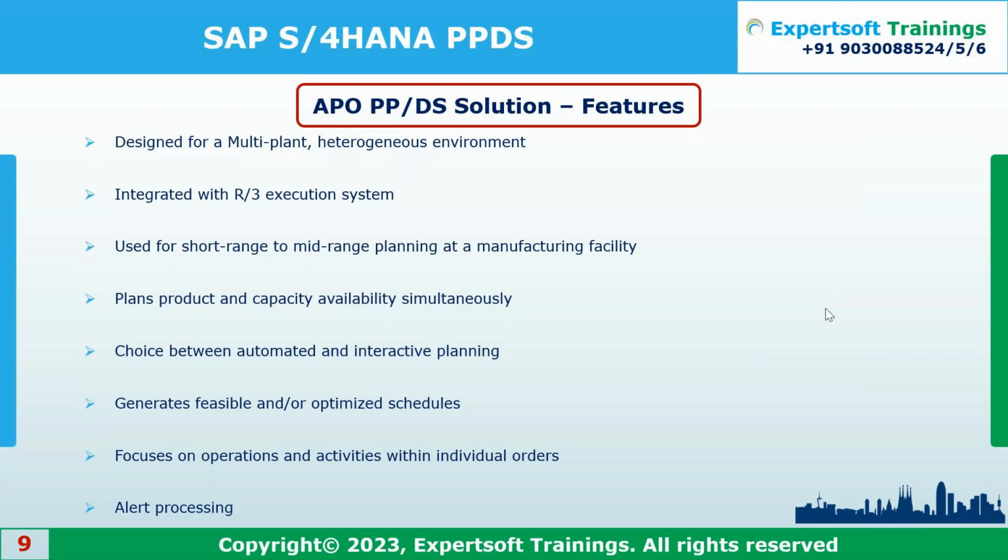An alert is nothing but an indication to the planner to take a decision, whether this is an error or a warning, or how to behave for each event. All of these things you can design by yourself. This is called alert processing. Okay.